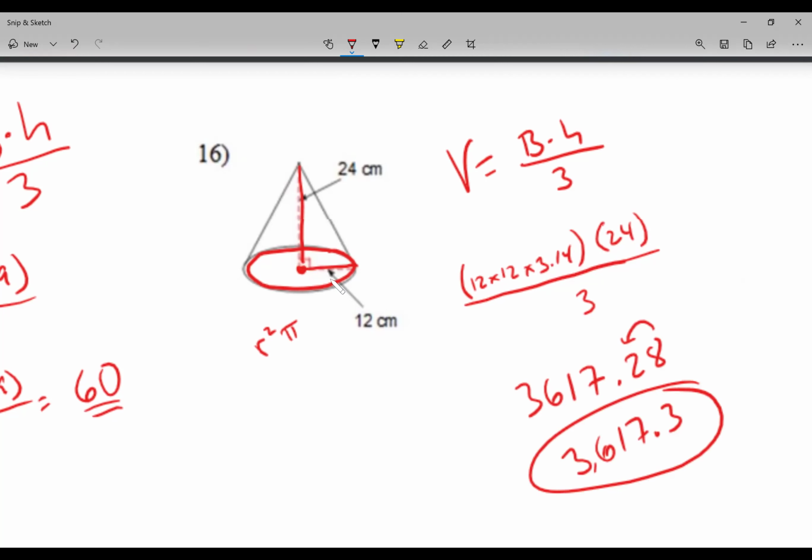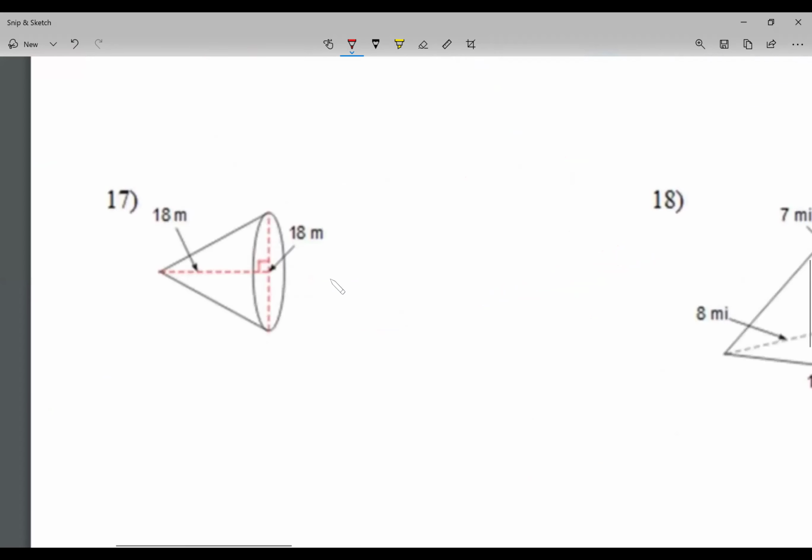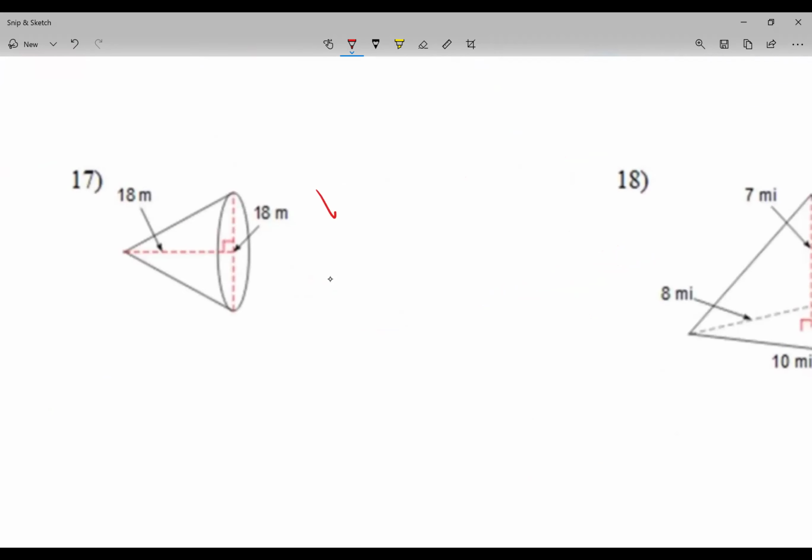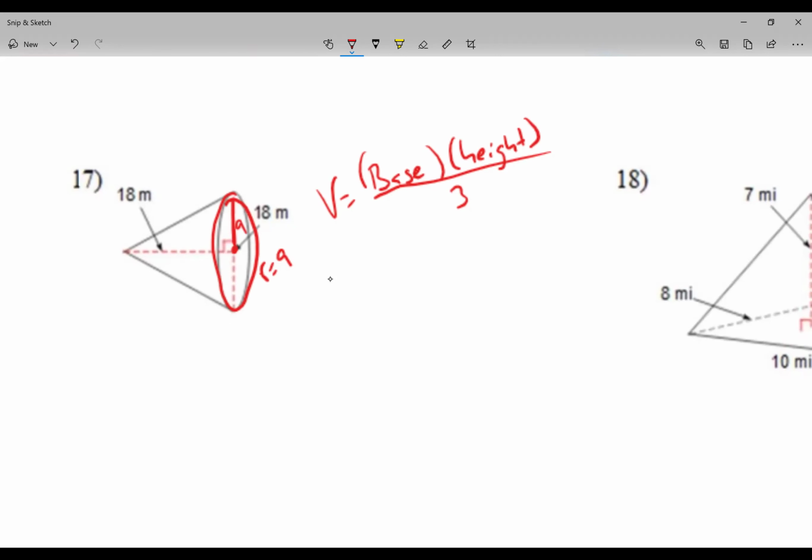Okay, let's take a look at number 17. I have another cone. Now remember, the volume of a cone is going to be the area of the base times the height divided by 3. The circle, which is the base, my radius, I'm going to say in this case is 9. Now be careful. Number 16, I gave you the radius. But look at number 17, I gave you the diameter. Because this 18 crosses the whole circle, but I only need it halfway. The half of 18 is 9. So you got to be careful whether I give you the radius or the diameter.